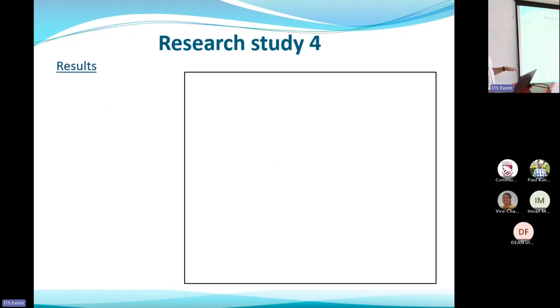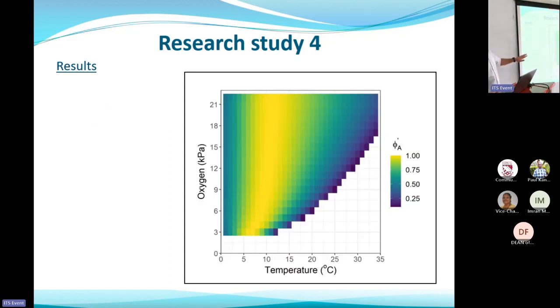So I calibrated this thing and you forecast it across temperatures from 0 to 35 and oxygen levels from 0 to 100% saturation, kPa, that's 21. And what you're looking at here is that the yellow area is areas that this model predicts are optimal for purple urchin in the ocean.